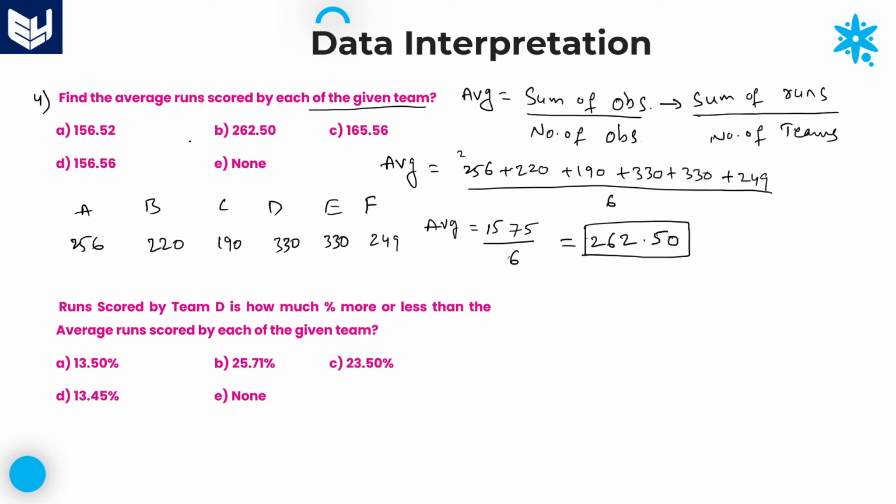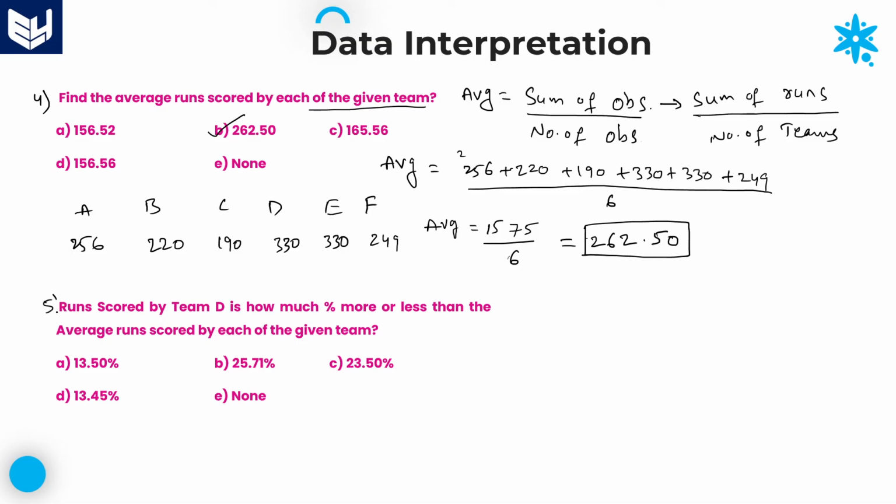Look at the options. Among the options, 262.50 is there at option B. Option B is the right answer for this question. The average of runs scored by each and every team is 262.5.